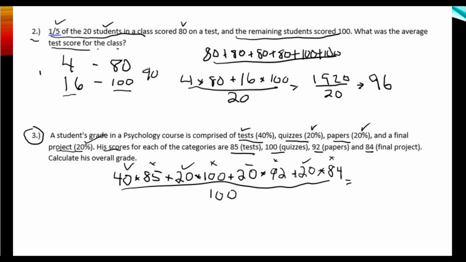So let's put that in our calculators. And I'm getting an 89.2 for his overall grade. You might want to ask for extra credit, so close to an A, right?